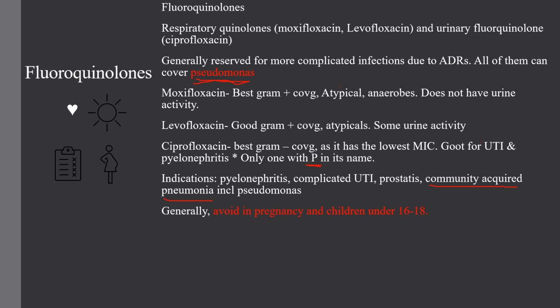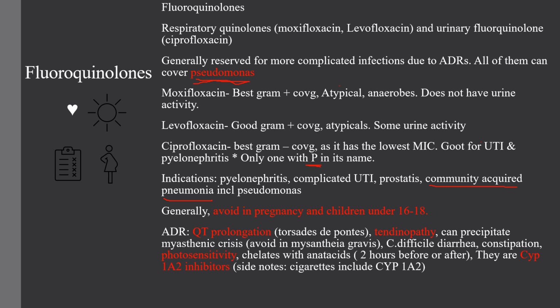And generally, you want to avoid this in pregnancy. And I said children to 16 to 18 years because it sort of varies between places. In Australia, I think they say 16. In Canada, I think they say 18 in certain places and 16 in other places. It's because of the tendinopathy, which is a side effect with it. So, tendinopathy, as I just mentioned there, and then you've got QT prolongation as well, which is a very, very important side effect. So you want to be careful when you're taking other medications.